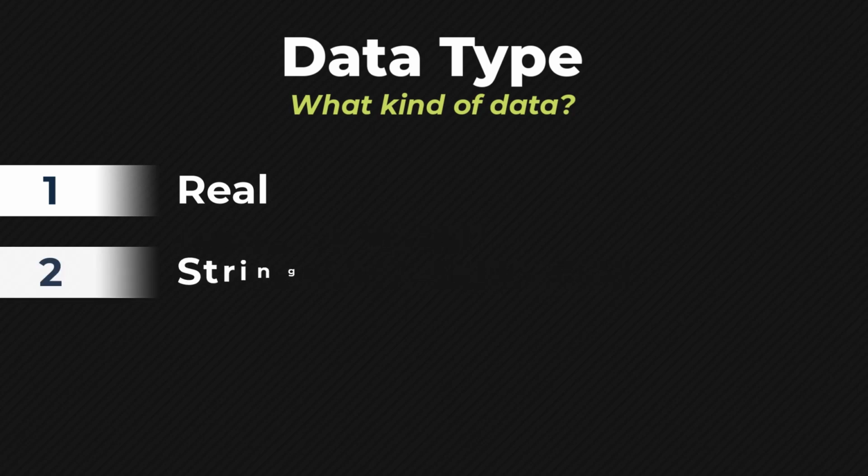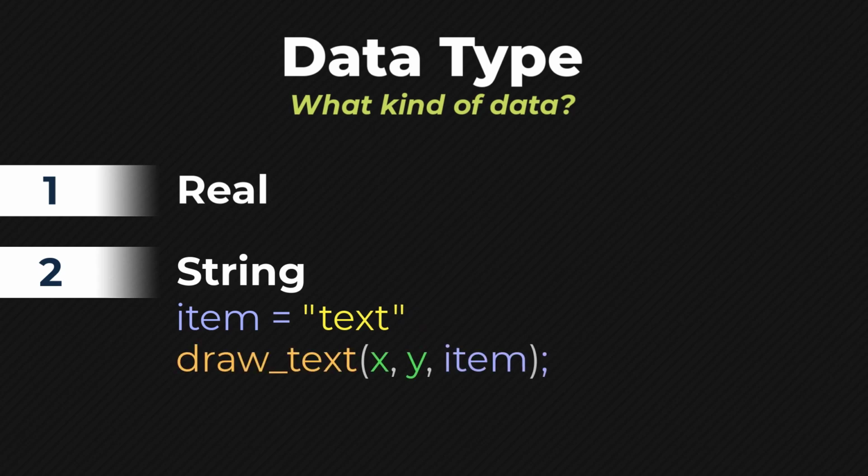Another data type is a string. This is simply some text that can be stored within double quotes. So you can create a variable that stores some text. It could be the name of the player or the name of an item or anything that has to be stored as text. A string variable can be used in the drawText function, for example, to draw the text string to the screen.